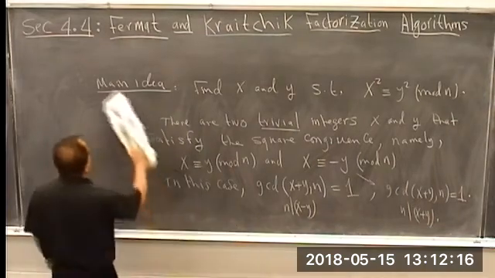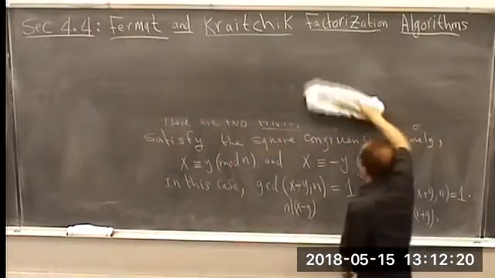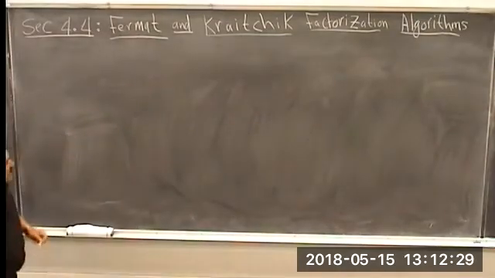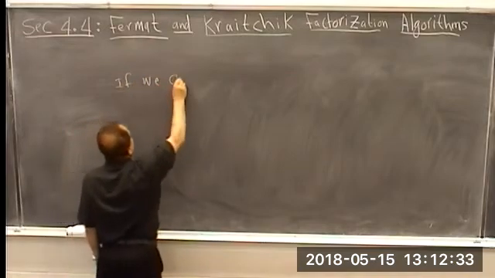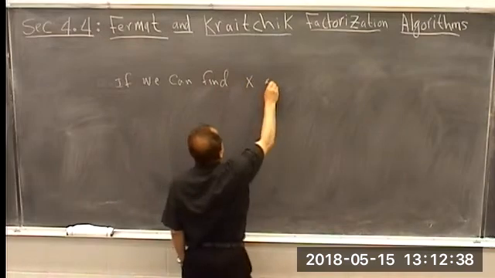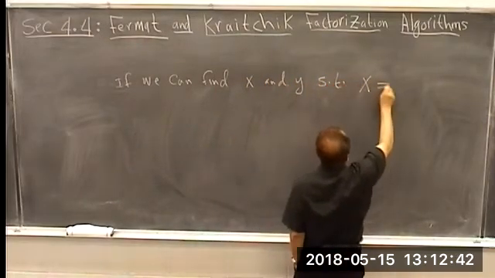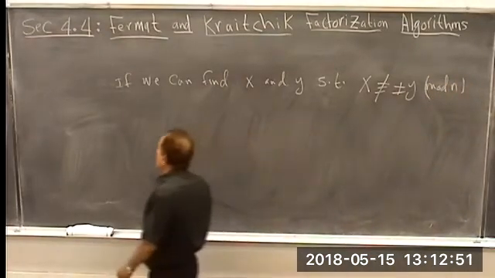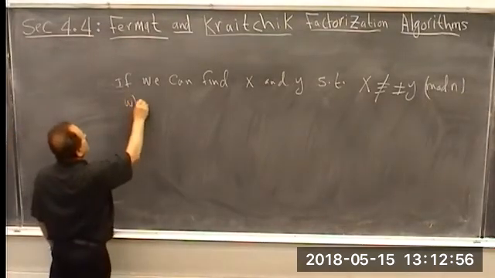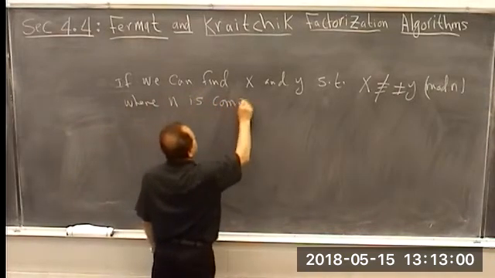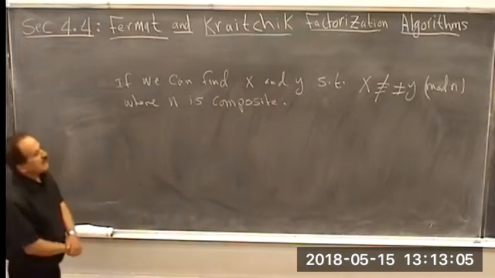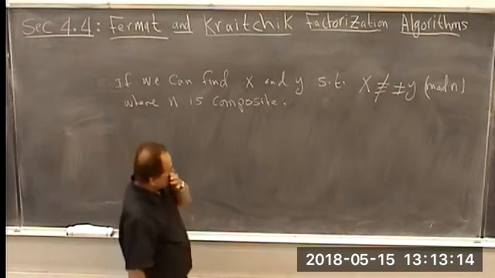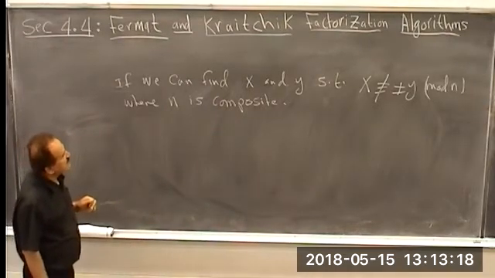Okay, so let me write this information down. If we can find x and y such that x is not congruent to plus or minus y mod n, where we know that n is composite. We're going to start with a number that is composite. We could use Fermat's theorem to show a number is composite, and then we look for its factorization and proceed with this method, where n is not prime.